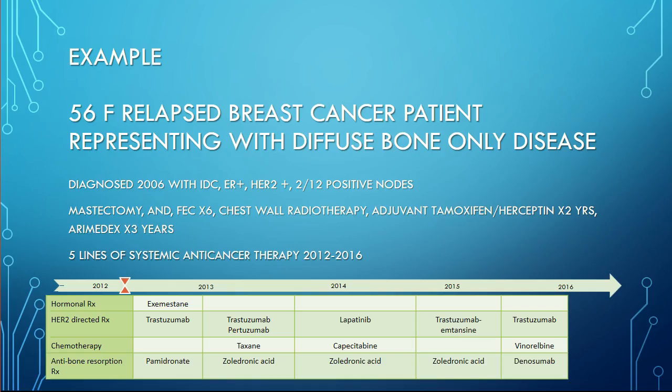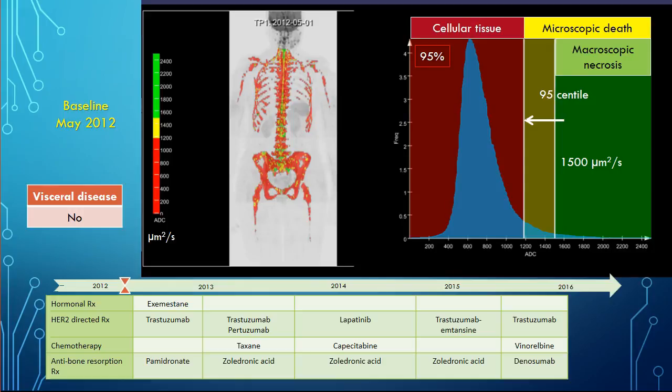Let me show you an example of a 56-year-old woman who was initially treated for breast cancer in 2006. We see her in 2012, and over the next 4 years she receives 5 lines of anti-cancer therapy. We pick her up in May 2012. At this point we can see that she has highly cellular tissue, and the red voxels make up about 95% of the total segmented volume. We also give her 1 fraction of radiotherapy to the right hip.